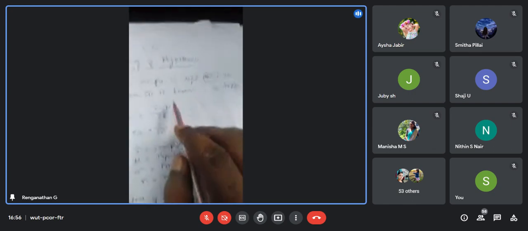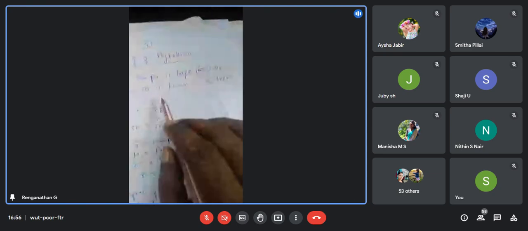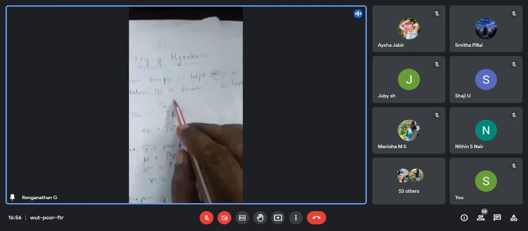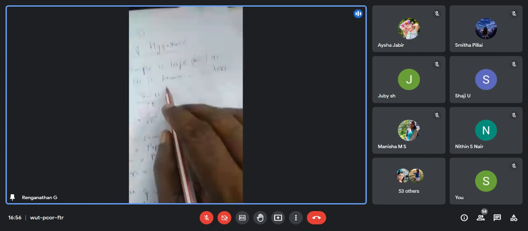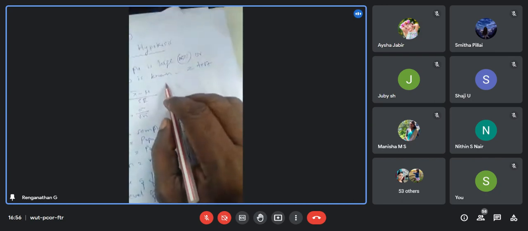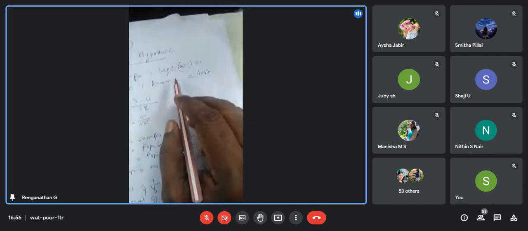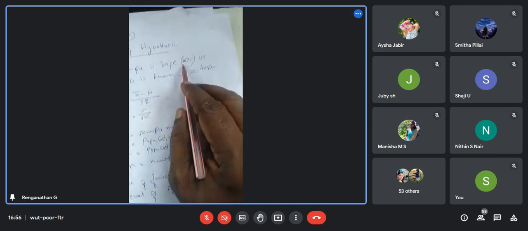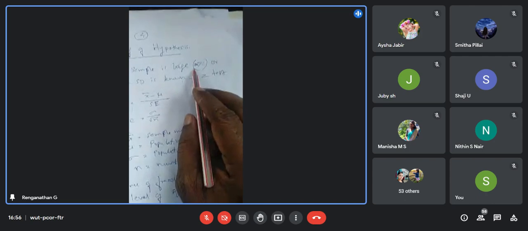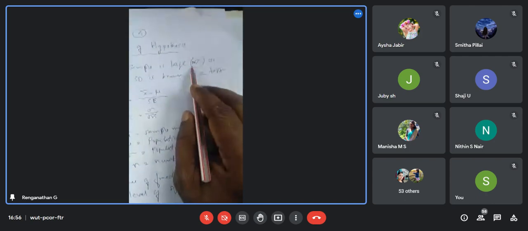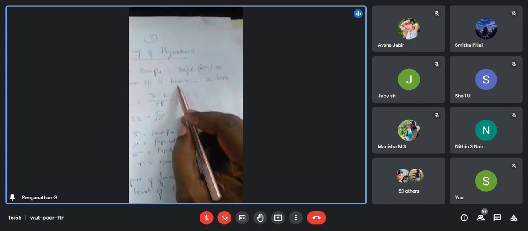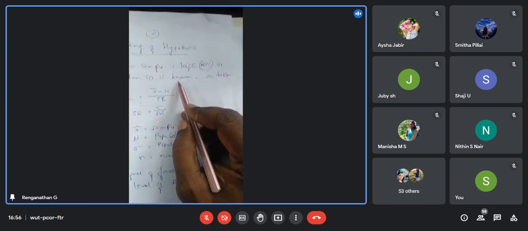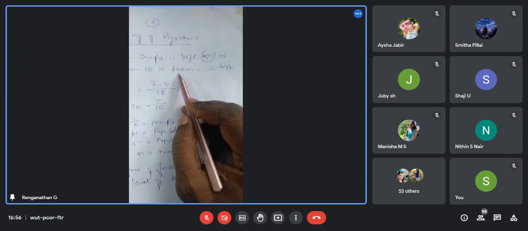Then a question will come: how to decide whether the sample is large or small. The main criteria, usual criteria used by statisticians to decide the sample is large or small depends upon the number of items. If the number of items is less than 30, then it is called small sample. And when the number of items is more than 30, it is called a large sample.